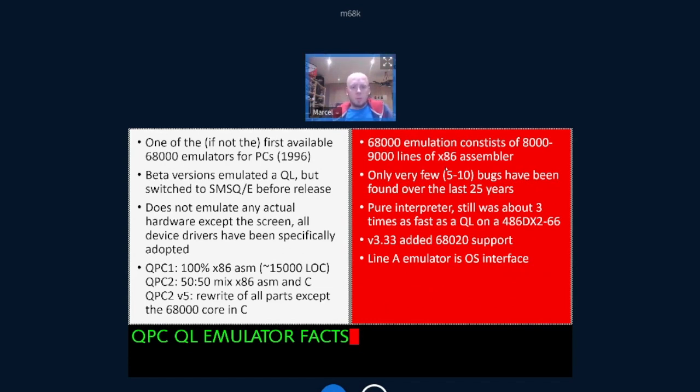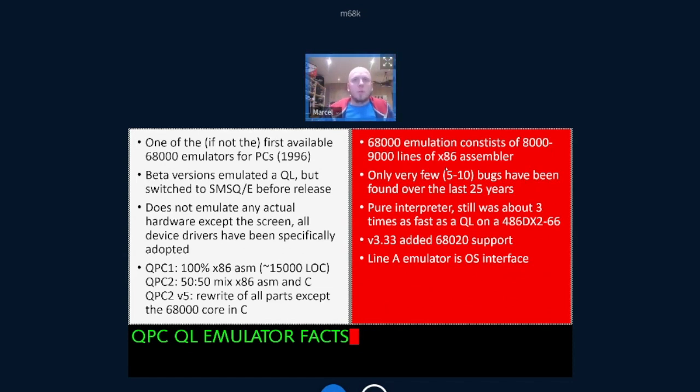QPC1 was written for DOS and was 100% assembler, Intel assembler, which is a huge pain if you come from the 68000. I still did it, mostly because a friend of mine said you will never be able to do it. In the end, it was 15,000 lines of code. It was a commercial product back then, sold for, I think, 250 German marks, including the license for the SMSQ operating system, which was commercial back then too.